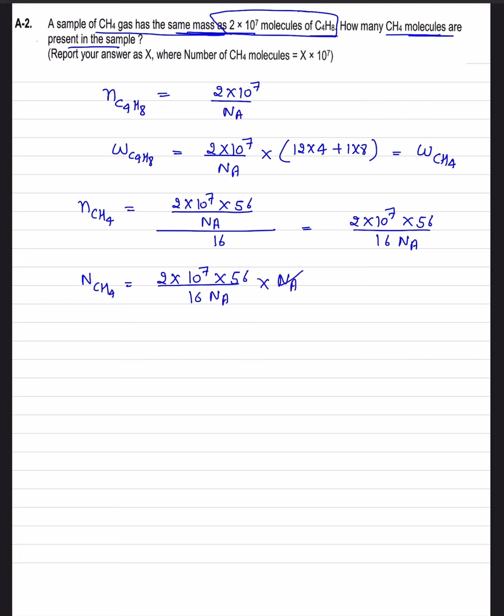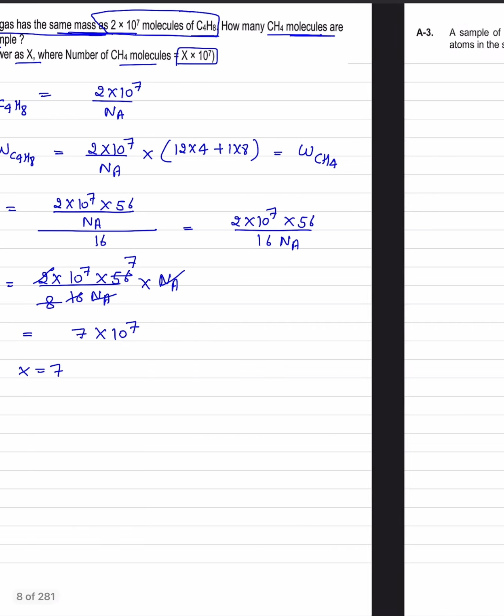So Na to Na cancel out. Yes or no? Okay. 2 to 16 how many times? 8 times. 8 to 56 how many times? 7 times. So how many molecules did we get? 7 into 10 power 7. They are asking here, report your answer as x, where number of CH4 molecules is x into 10 power 7. So x value we got how much? 7. That is our answer.